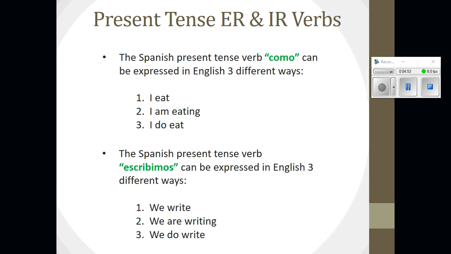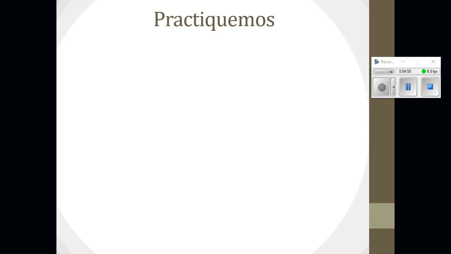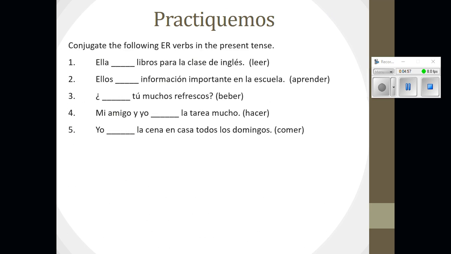Okay, practiquemos. Let's start with some ER verb conjugations. It asks us to conjugate the following ER verbs in the present tense. Notice that we have a different ER verb for each sentence, so we want to make sure we're conjugating the verb in parentheses for each one.